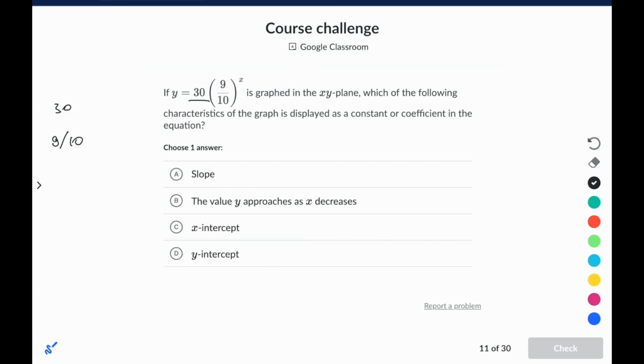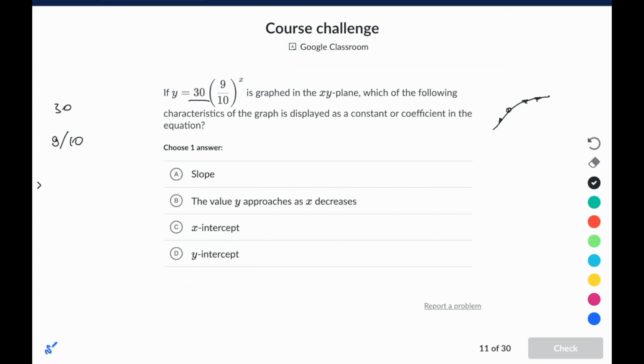Okay, so we know that this is an exponential graph because it's being multiplied. So we cannot say that there is a slope because when we have an exponential graph, we do not have a definite slope. Each point on the graph has a different slope, so we can eliminate A. The value y approaches as x decreases.